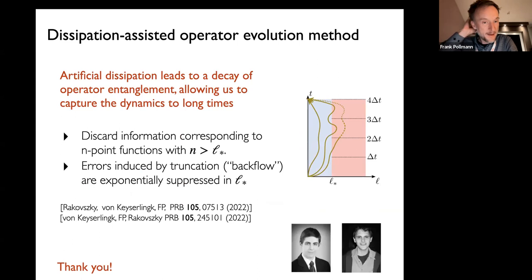Good. I think I'm coming now already to the end. So basically what I wanted to show is that the use of some artificial dissipation in the Heisenberg evolution, which damps complicated operators, is a tool that allows us to reduce the entanglement, or the operator entanglement, and thus to simulate these systems to rather long times.